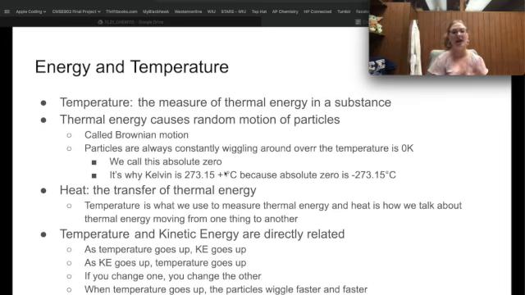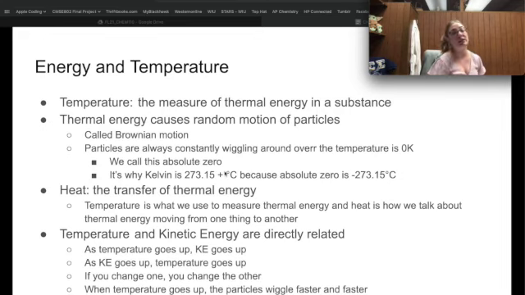So heat is that measure of thermal energy. If you're saying it's hot outside, there's so much heat, it's because your body's taking on some of that thermal energy from the environment. So temperature is what we use to measure thermal energy, and heat is how we talk about thermal energy moving from one thing to another thing.